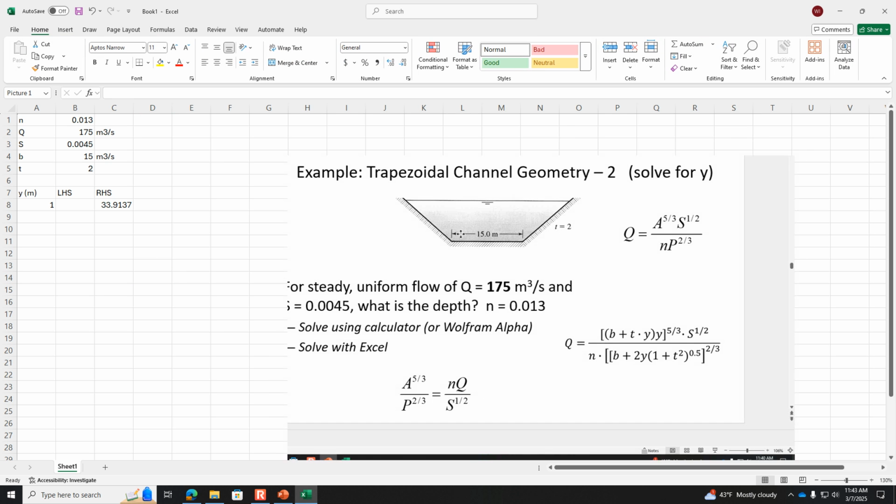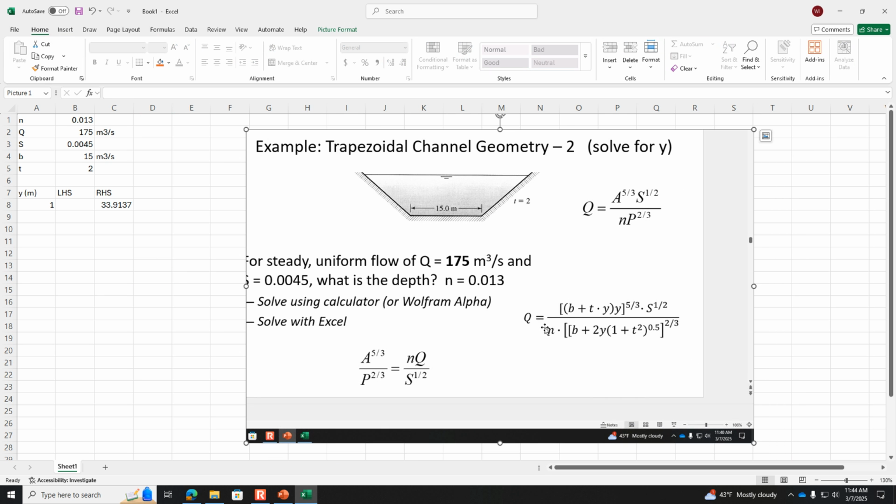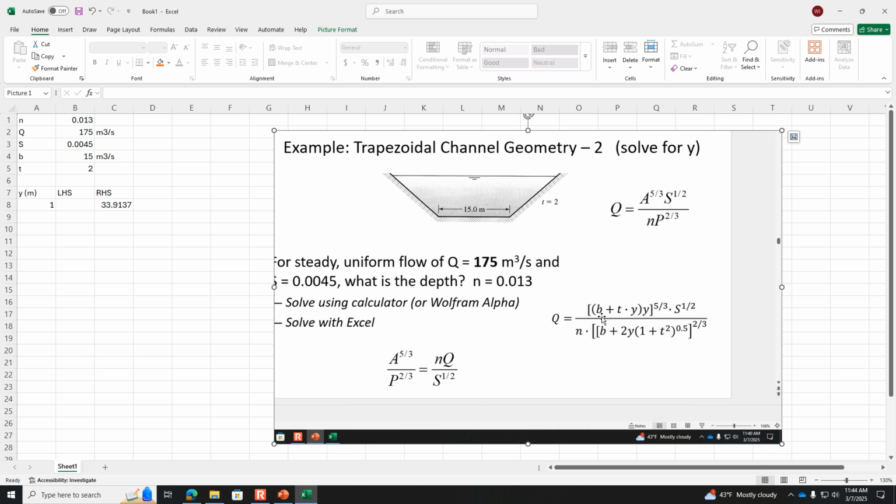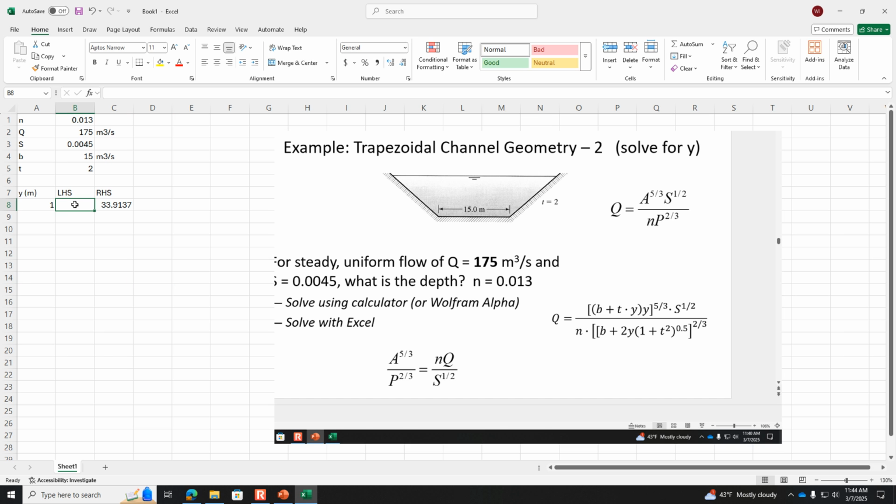Okay. So I am going to use Manning's equation. I can see the formula for the area to the 5/3 and wetted perimeter to the 2/3. That's what I'm going to type in here. So equals parentheses, B, anchor that reference, plus T, anchor the reference, times Y, whatever my guess is of Y, times Y, close parentheses, to the power of 5/3.